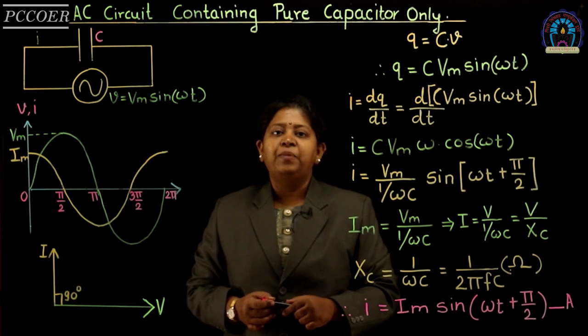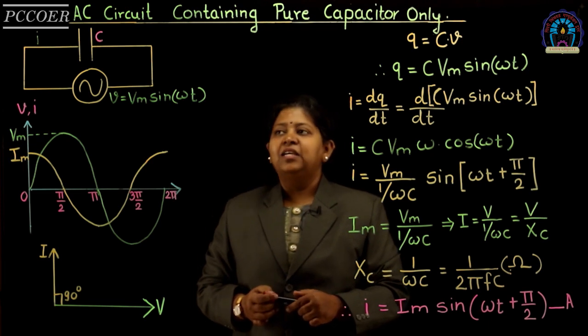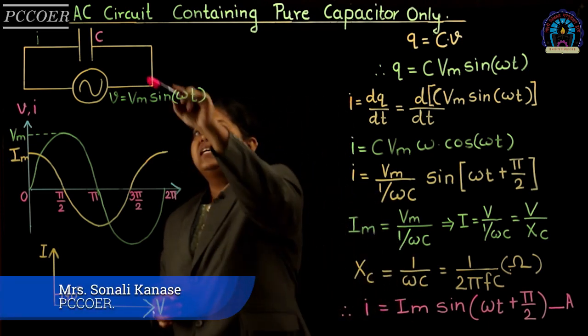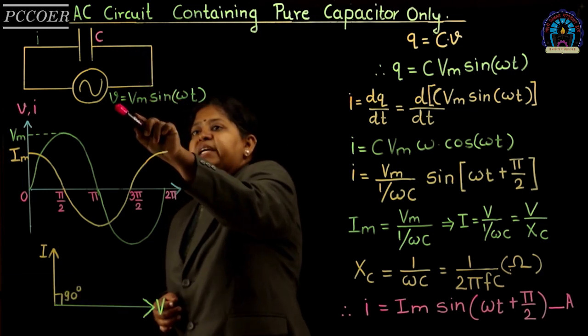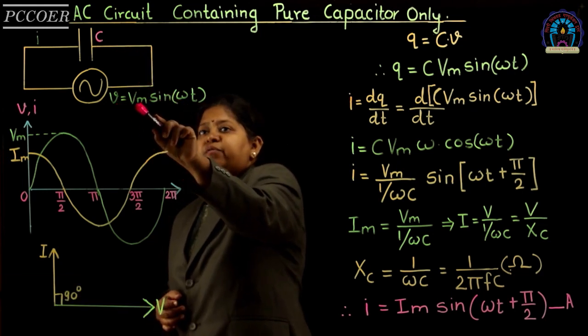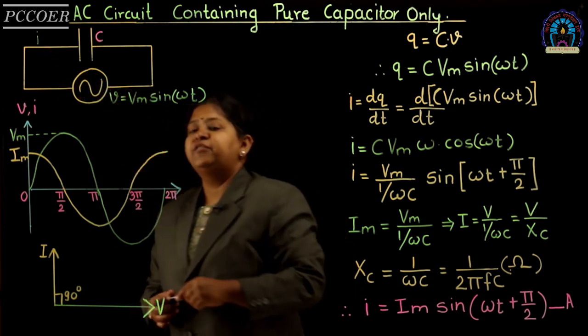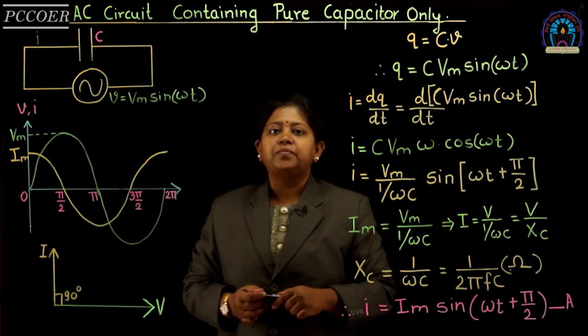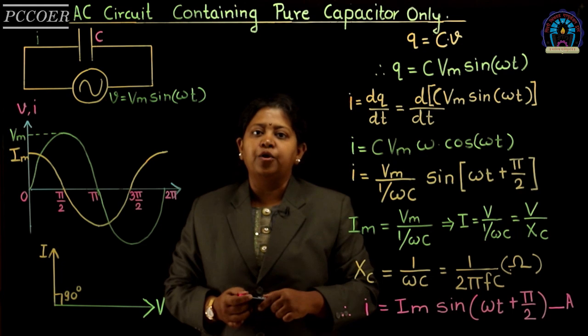In this video, I am going to explain the AC circuit consisting of a pure capacitor only. Consider an AC circuit consisting of a capacitor of C farad supplied with an AC voltage of V volts. V is equal to Vm sin omega t. A current of I amperes starts flowing in this circuit, because of which a charge of Q coulombs starts getting accumulated on the capacitor plates.